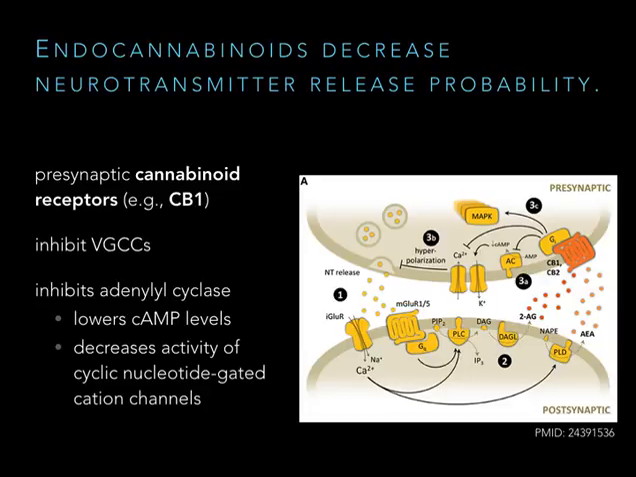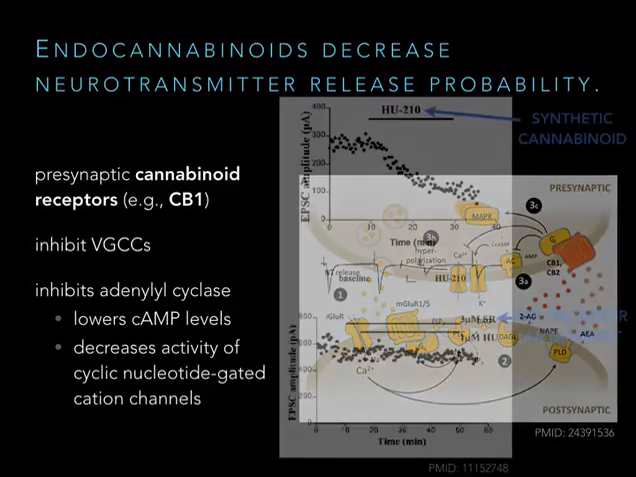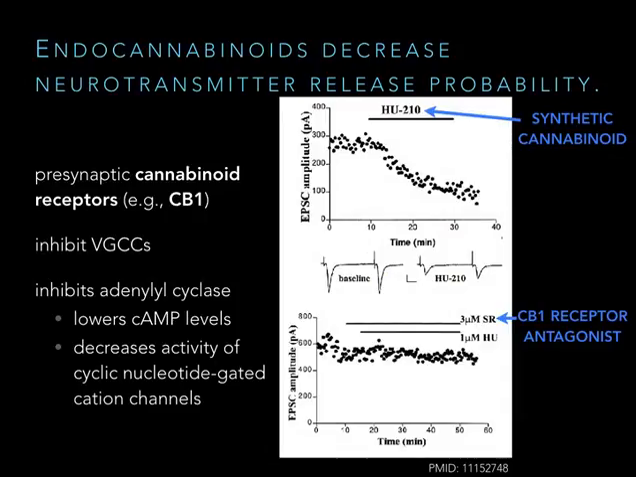They also inhibit adenylyl cyclase. Remember, that's the enzyme that creates cyclic AMP. By decreasing cyclic AMP levels, the cyclic nucleotide-gated cation channels in the presynaptic terminal are less active, and thus there's less depolarization in the presynaptic terminal. Thus, it gets harder to activate voltage-gated calcium channels. As a result of this, cannabinoids decrease presynaptic release. That's what their function is.